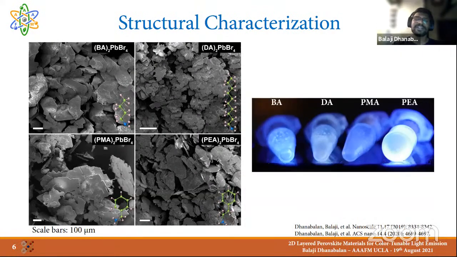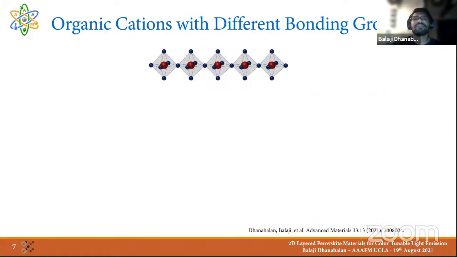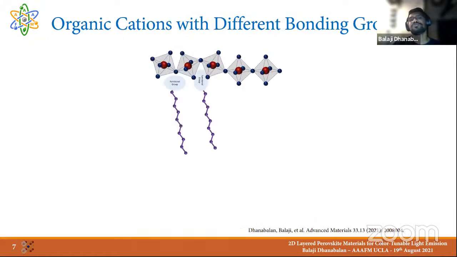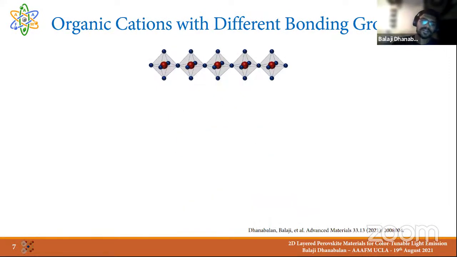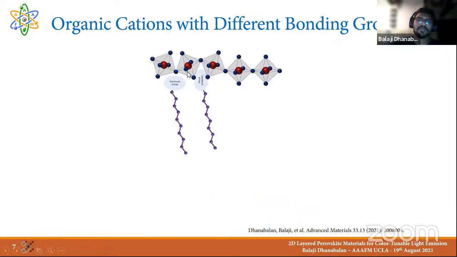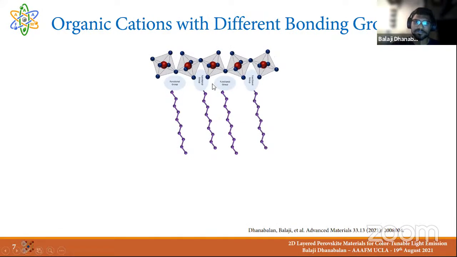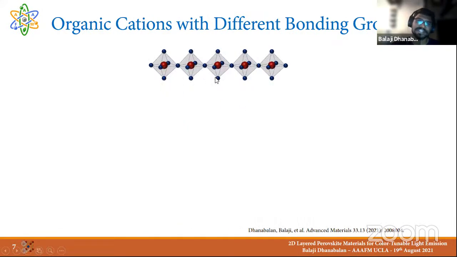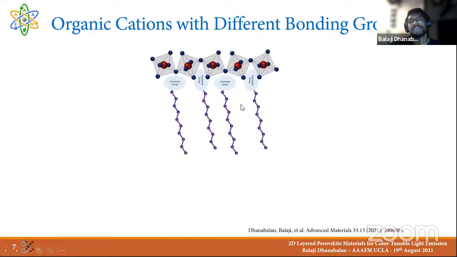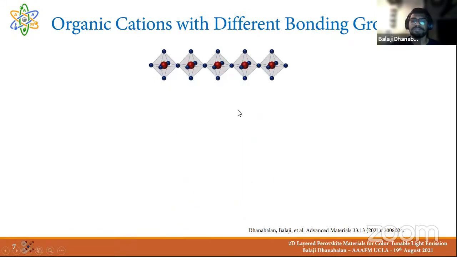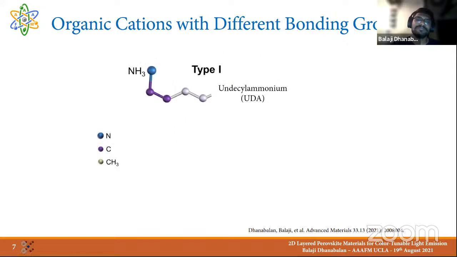But all these materials, irrespective of the organic molecule we use, were showing the deep blue emission. And we were wondering, what is the way to change this emission? One possible way is to incorporate the functional molecules in the bonding group, so that these octahedrons will be distorted. That can change the band structure of the material, and that can bring new emission properties.